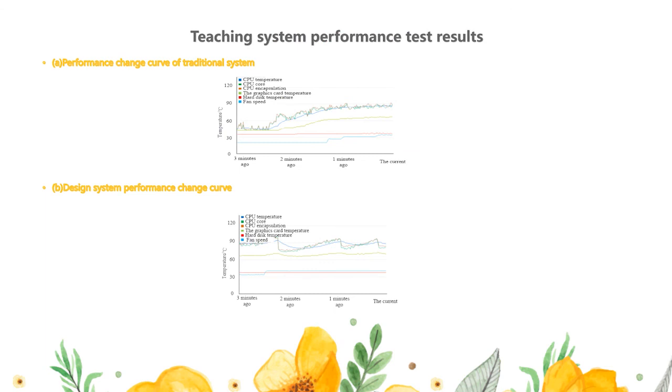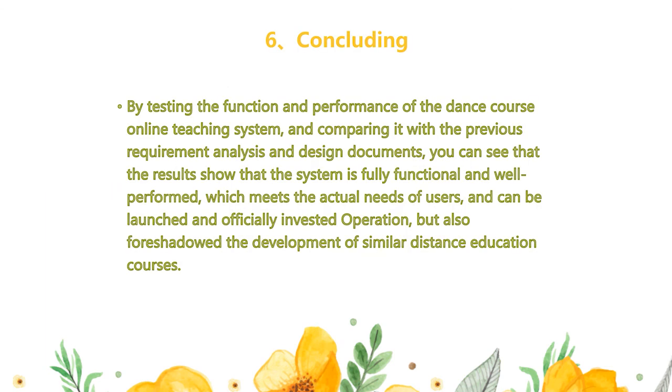Sixth, conclusion. By testing the function performance of the dance course online teaching system and comparing it with the previous requirement analysis and design document, you can see that the results show that the system is fully functional and well-performed, which meets the actual needs of users and can be launched and officially put into operation, but also foreshadowed the development of similar distance education courses.